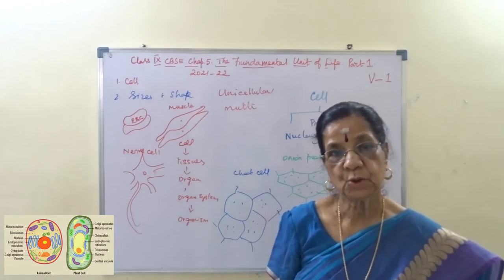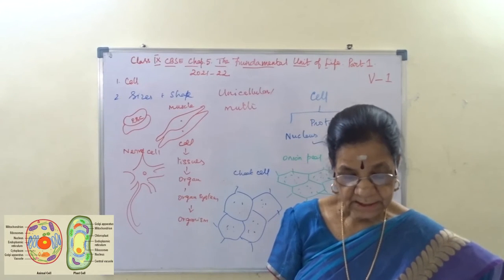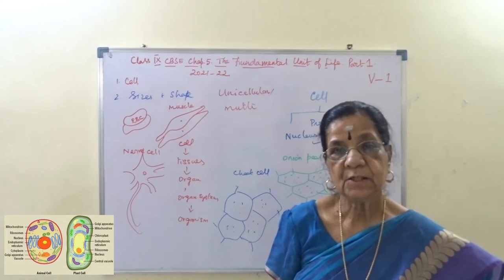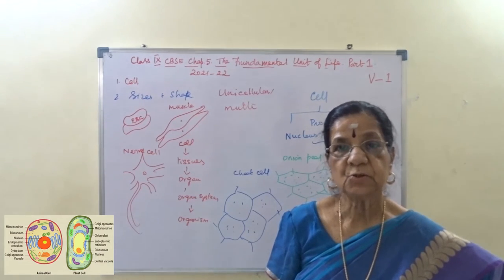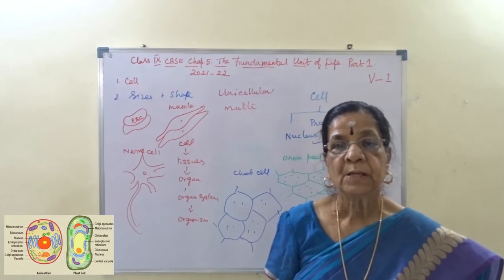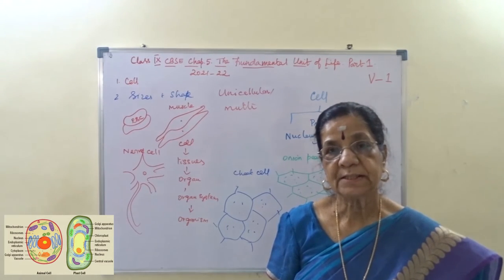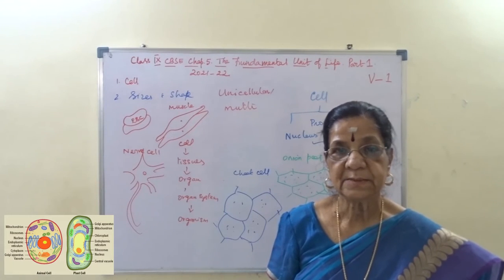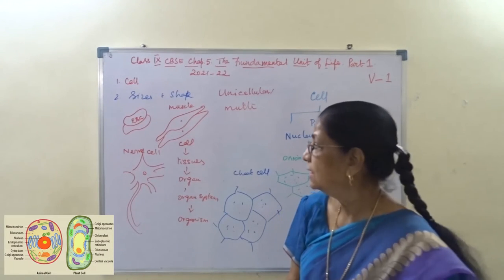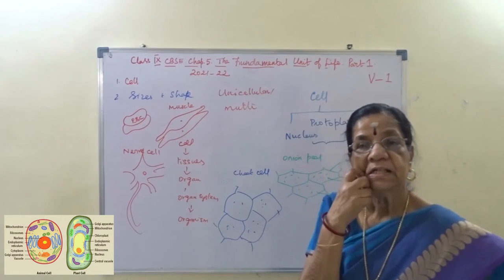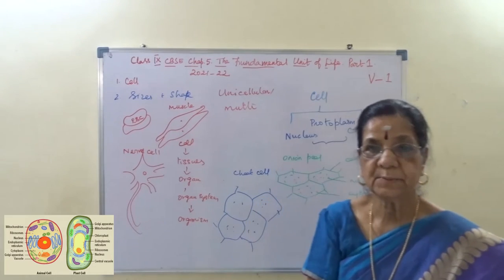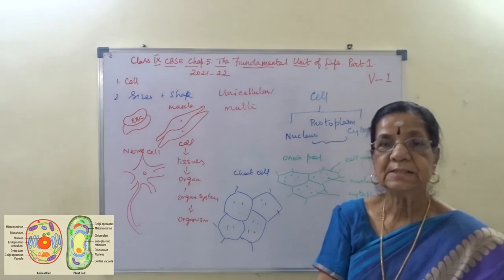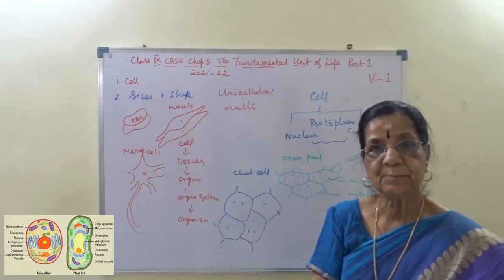And at the same time, each cell has a special function to perform. What does it mean? Muscle cells contract and relax. Glandular cells secrete enzymes or hormones. In the same way, RBCs have a red pigment, hemoglobin, and it takes up oxygen. Nerve cells transmit nerve impulses.